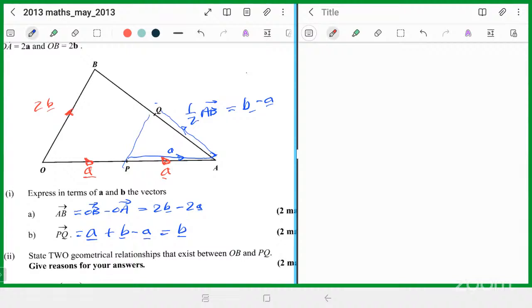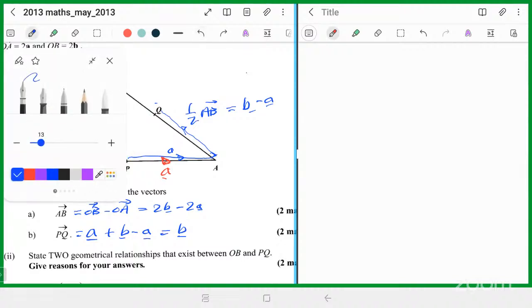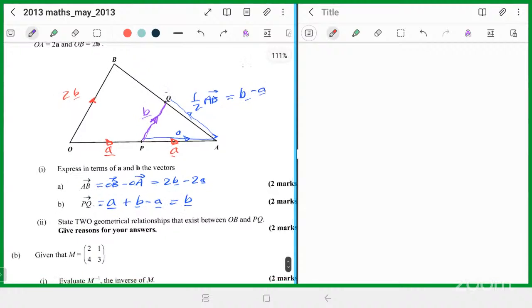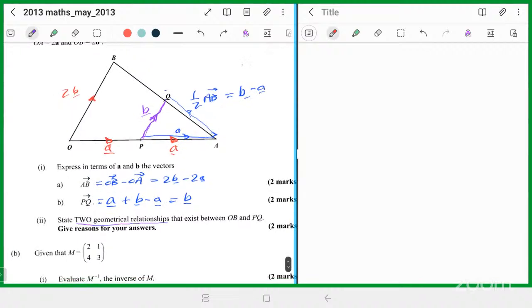Q right here is a vector B. Vector right here, I'm going to write out first. If you parallel to that one, so one is a multiple of the next. This one is just twice as long as that. All right? Here, there are two geometry relationships between OB and PQ. One, they are parallel because one is a multiple of the next. And OB is twice the length of PQ.